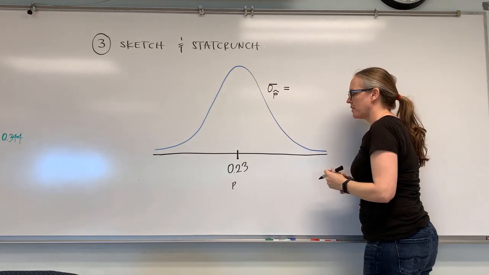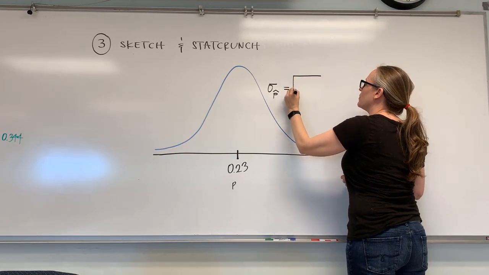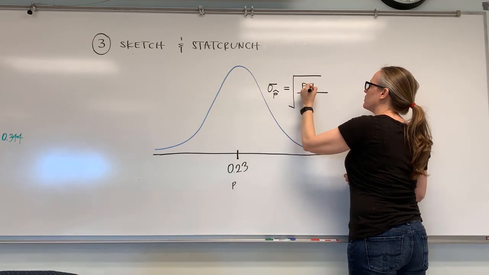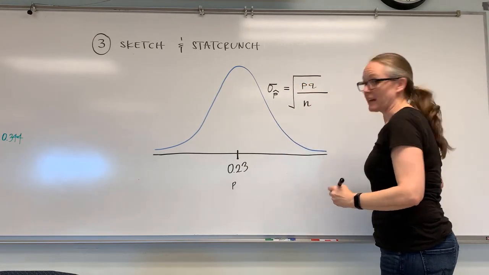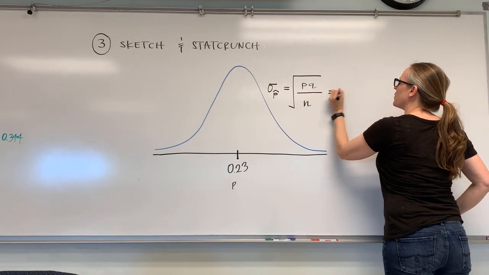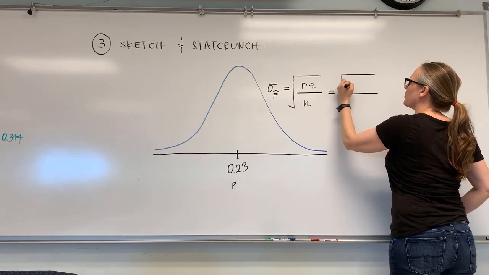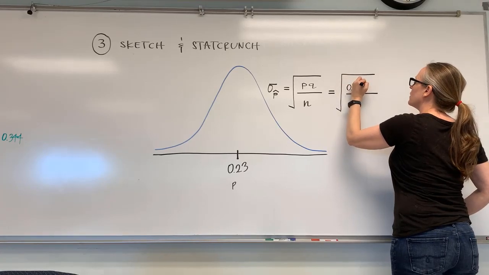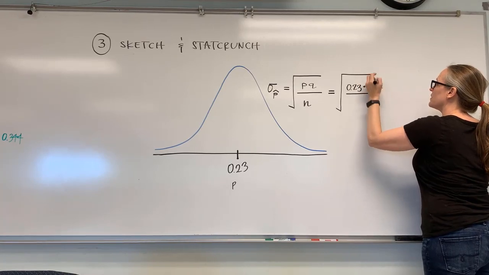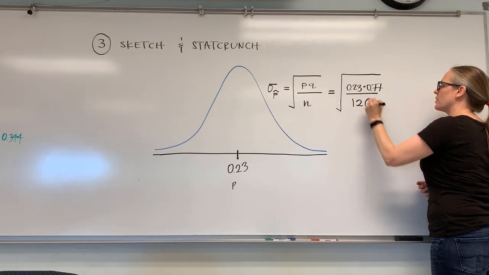Since this has to do with a sample, we're going to use the sampling distribution for proportion standard deviation here. So that's the square root of P times Q all over N. That should look familiar from a previous lesson. So let's insert what we know. P is 0.23 times Q, 0.77. And we're going to divide it by our sample size, which was 120 crashes.